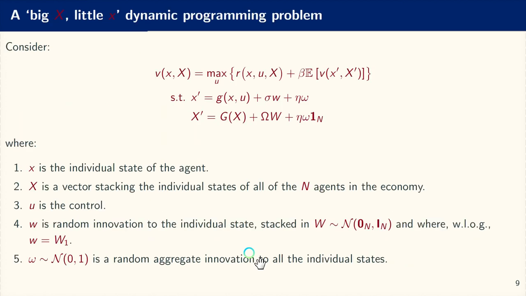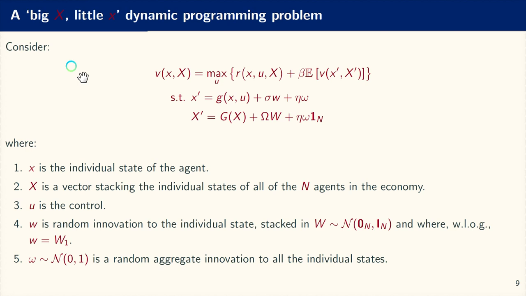Without further ado then, let me get into the core of the paper. What we are going to do is introduce a big X, little x dynamic programming problem. This is the most standard dynamic programming problem in economics that I can think of. So there is absolutely nothing in this slide except notation. Consider the problem of an individual agent that has an individual state little x. To make notation easy, I'm going to assume that this is a scalar, but it could be a vector.